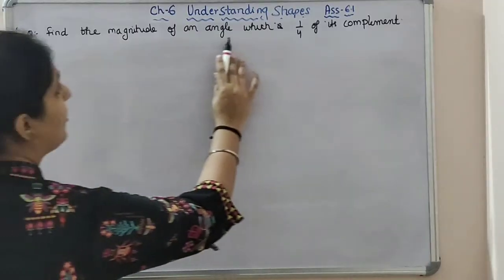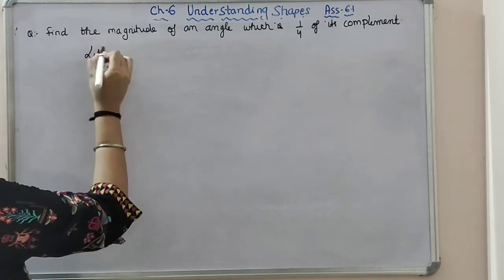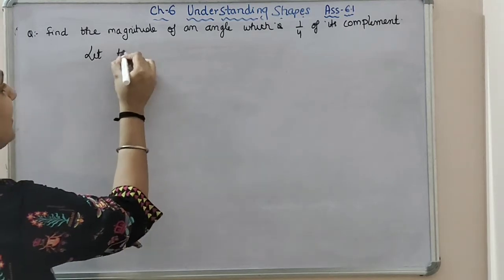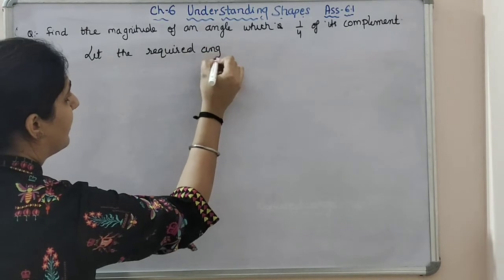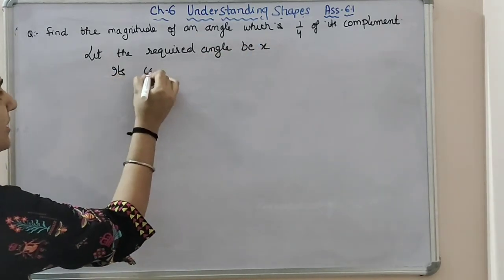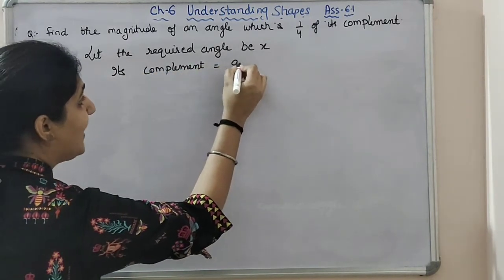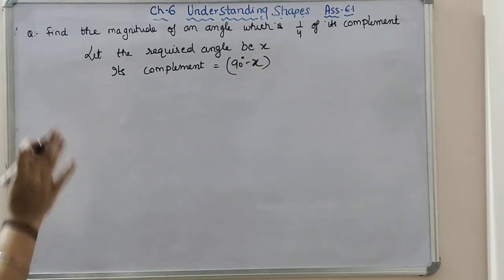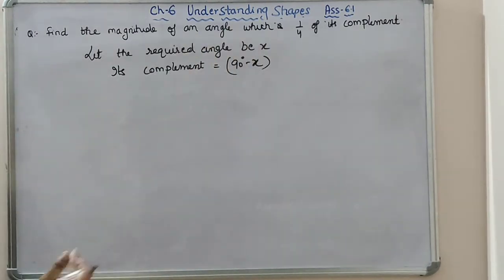The question is: find the magnitude of an angle which is 1 by 4 of its complement. So we have to find an angle which is 1 by 4 of its complement. So let the required angle be x. Okay, and what will be its complement? Its complement will be 90 minus x, because the sum of these two is 90 degrees, as they are complementary angles. So its complement will be 90 minus that particular angle, that is x.